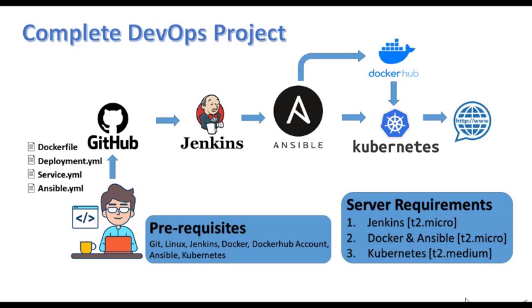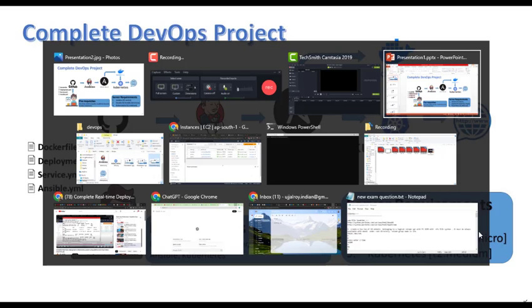So in this tutorial we will learn how to launch the instances, and in one T2 micro instance I will install Jenkins, and in another T2 micro instance I will install Docker and Ansible. As we already have the Kubernetes cluster configured, I am not creating the Kubernetes cluster anymore. Okay, so let's start.